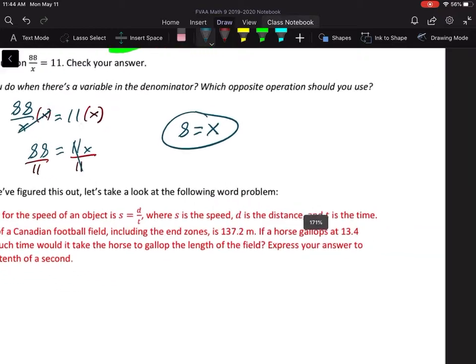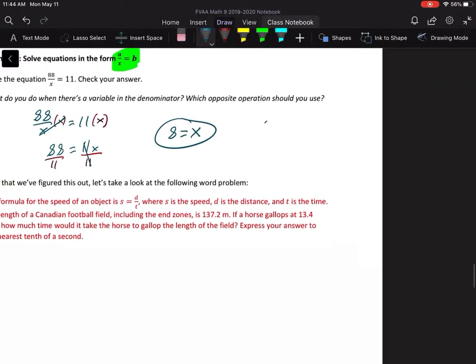Again, you can substitute to make sure. 88 divided by 8 is equal to 11. 88 divided by 8, yes, that's equal to 11. So your equation is for sure correct, and you know that this is the right answer.